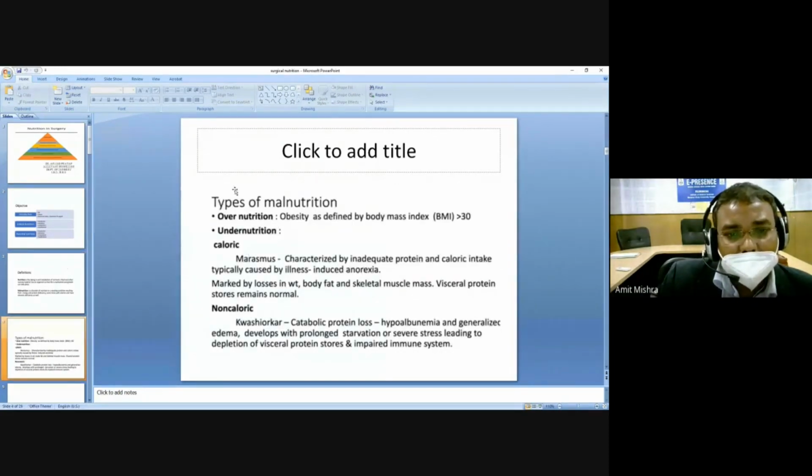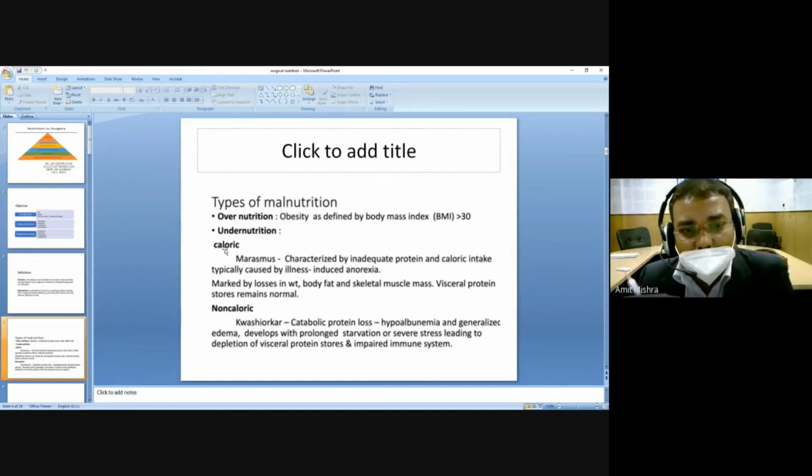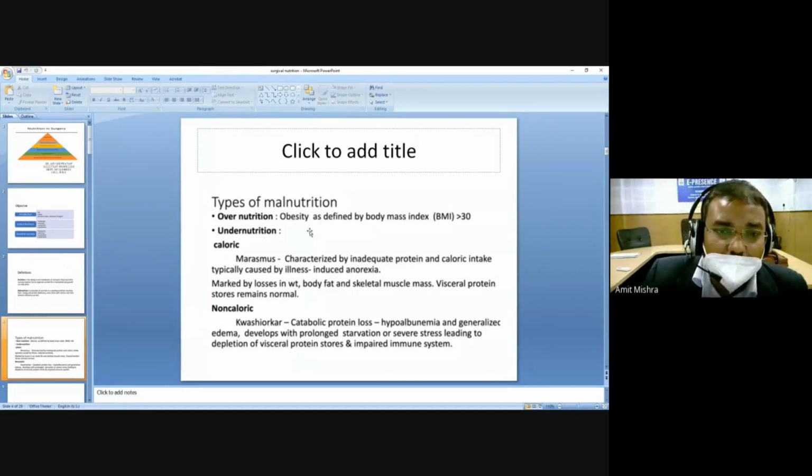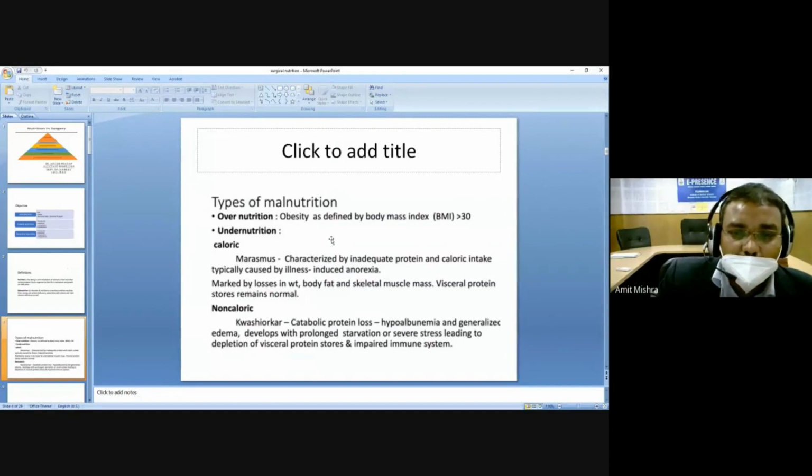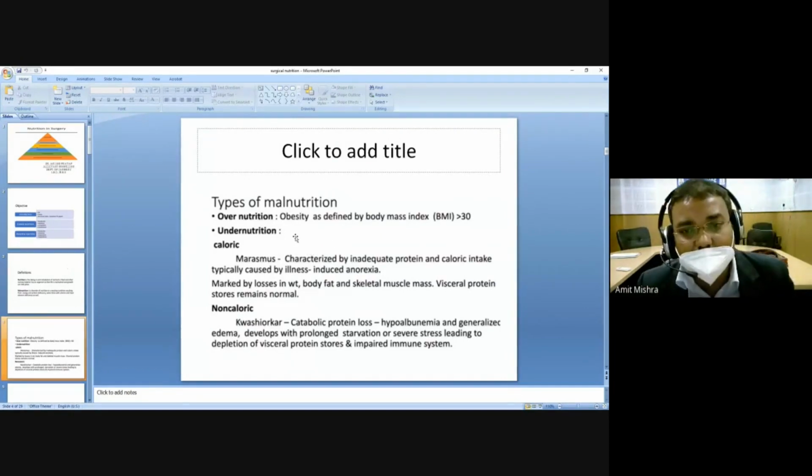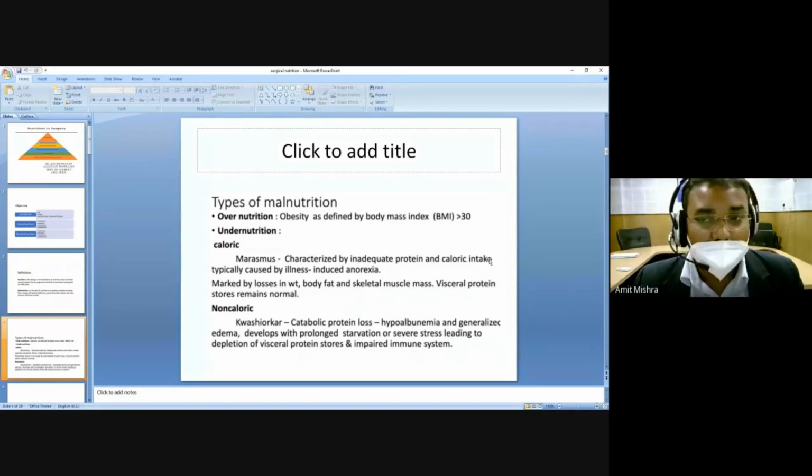So what are the various types of malnutrition? Here, overnutrition is also included, which is interesting. Overnutrition is also included in the category of malnutrition. Okay, so obesity is defined by a body mass index of more than 30.